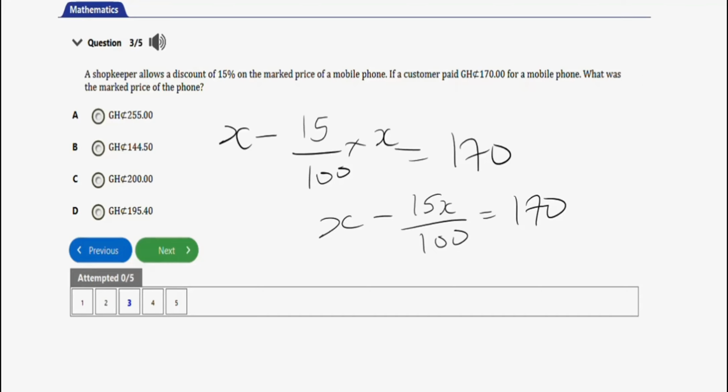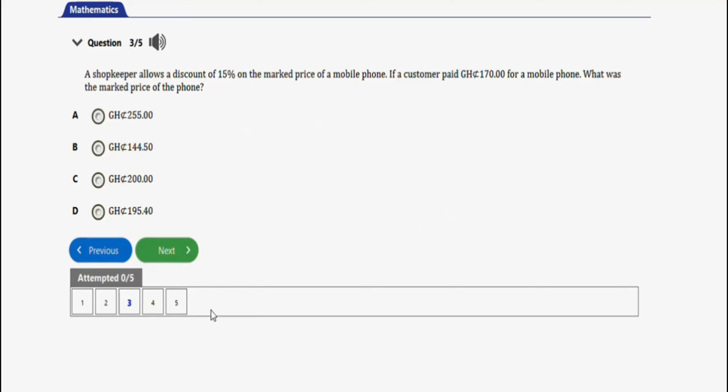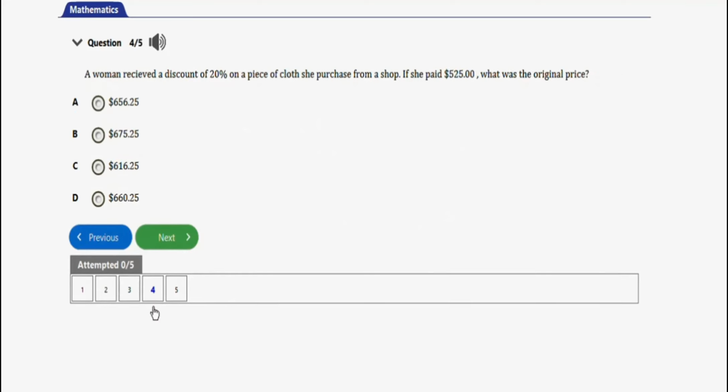Let's wipe this now. So the next question will be this one. It said a woman received a discount of 20% on a piece of clothes she purchased from a shop. If she paid $525, what was the original price? So it's still the same procedure we used to solve the previous question.